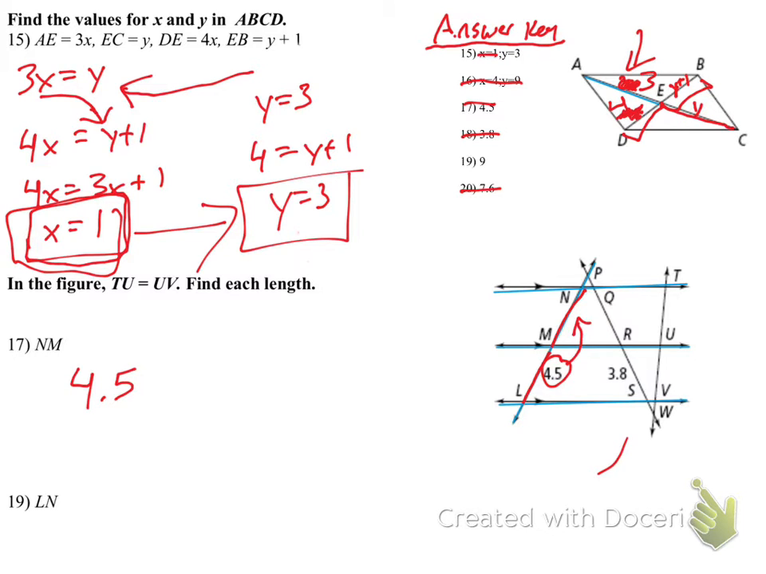And then for 19, it's asking us to find the length of this entire line right here, of LN. And since we know that both of those lengths are 4.5, all we need to do is add them. So 4.5 plus 4.5 is 9. And that's your final answer.